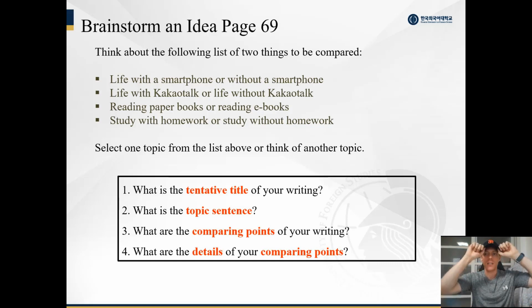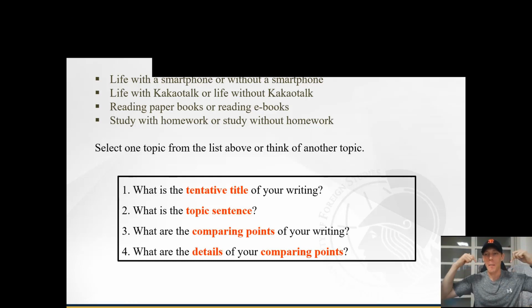So what I want you to do is to write down your ideas. Remember, choose one and say title. So make a title for your essay. Number 2, make a topic sentence. So you're saying what you're comparing and some points. Number 3, you're going to do the comparing points of your writing. And number 4, give detail. So that means try to write something more than what you have. So give some more evidence. Show some ideas of what you're writing. So pause it here.